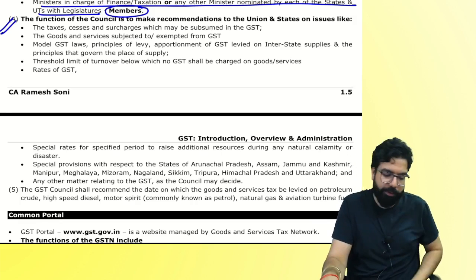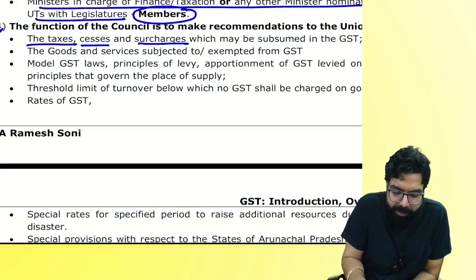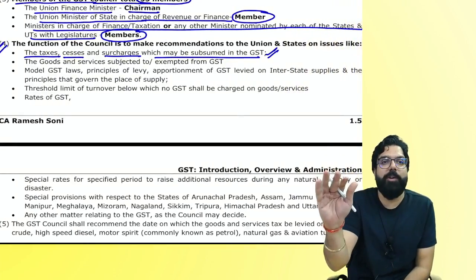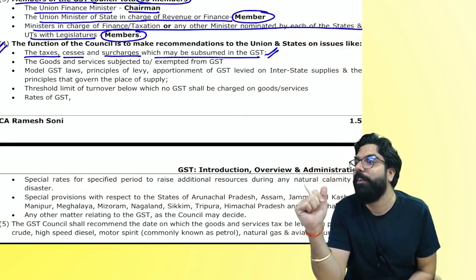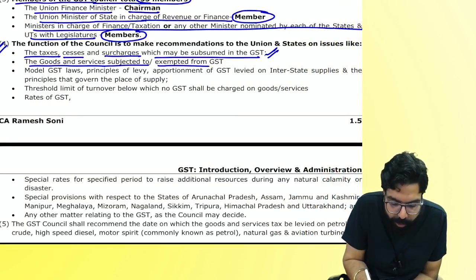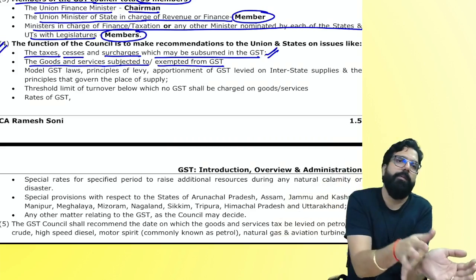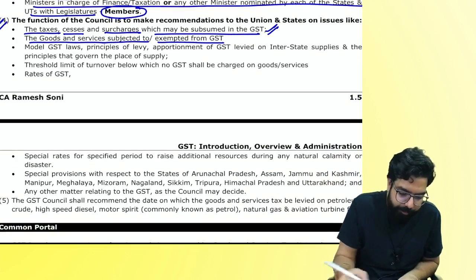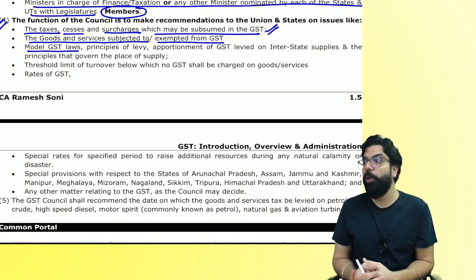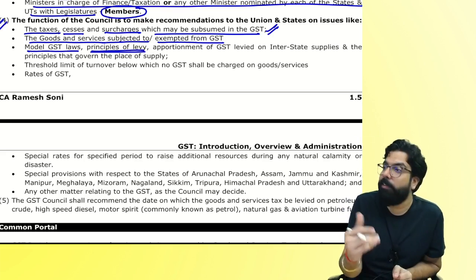GST Council. So see, the taxes, cess, surcharge which may be subsumed. People, do you remember what taxes are gone because of the coming of GST? Who decided? GST Council. The goods and services which are subject to GST and exempted. On what goods GST will come? On what goods GST will not come? Then model GST law. How will the GST law look like? Who will decide? GST Council. Principles of levy, when GST will be levied.